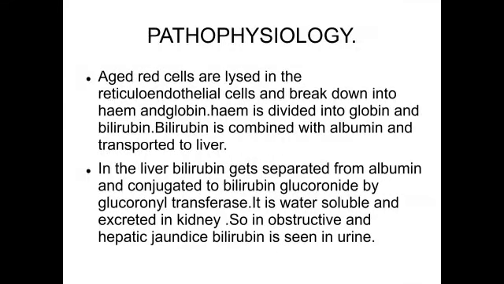Coming to pathophysiology in obstructive jaundice or surgical jaundice. The aged red cells are lysed in the reticuloendothelial cells and break down into heme and globin. Heme is again divided into globin and bilirubin. Bilirubin is combined with albumin and transported to the liver. In the liver, bilirubin gets separated from albumin and gets conjugated to glucuronide by glucuronyl transferase. So it is water soluble and excreted in the kidney. So in obstructive jaundice and hepatic jaundice, you will see bilirubin in urine.